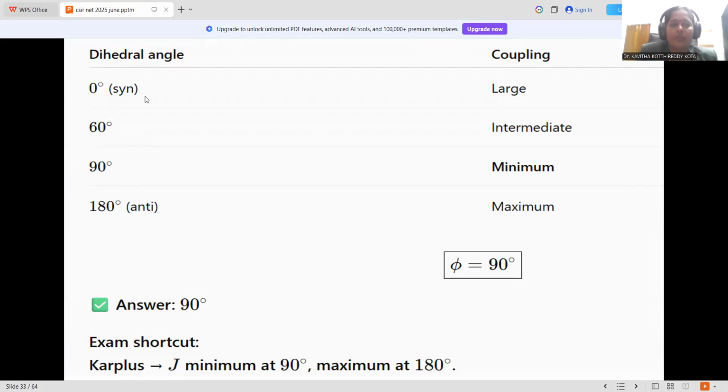That is very clear. At 0 degrees the value will be larger. At 60 degrees an intermediate value will be there. At 90 degrees is the very minimum value, that is the coupling constant value requisite for us. And 180 degrees, anti, gives the maximum value again. So if the dihedral angle is 90 degrees, the coupling constant value will be minimum. That is the correct answer.